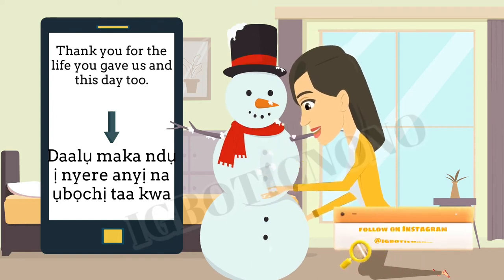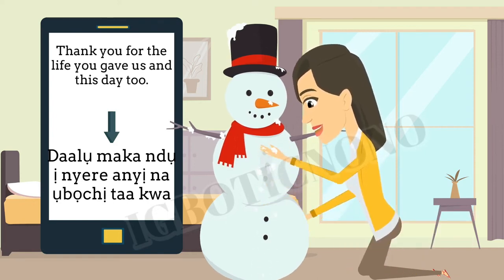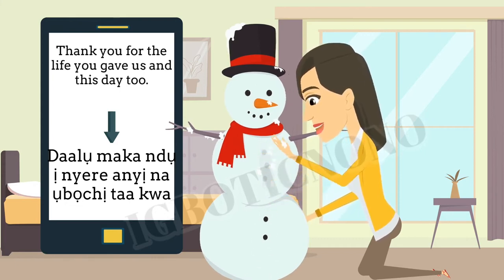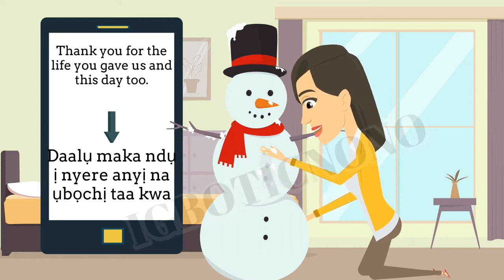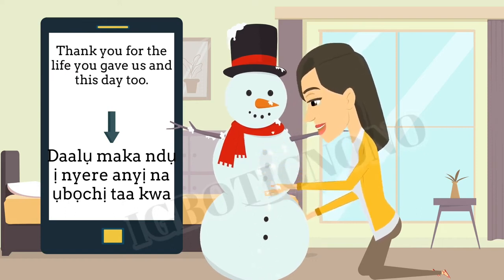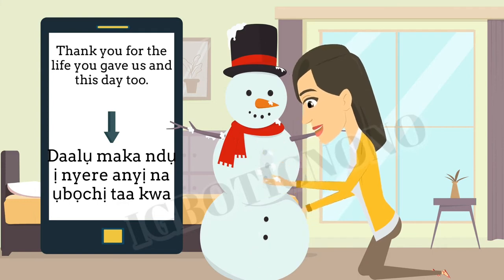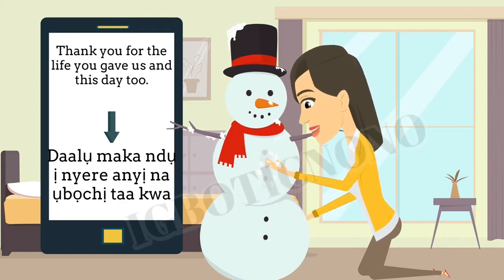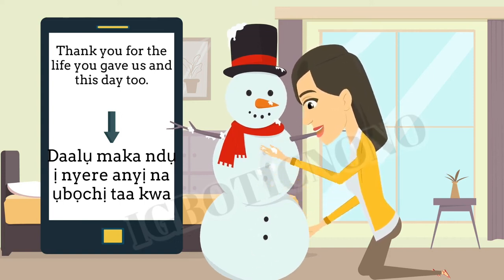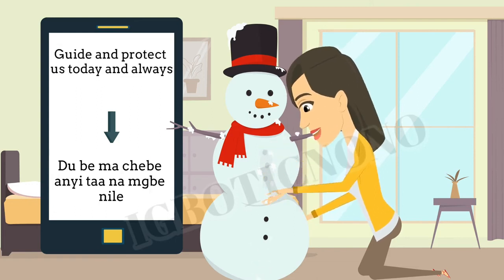Thank you for the life you gave us and this day too. Daalụ maka ndụ I nyere anyị na ụbọchị tata. You may not write the kwa, because in English I said thank you for the life you gave us and this day too. So you can say daalụ maka ndụ I nyere anyị na ụbọchị tata. Ụbọchị tata means today.